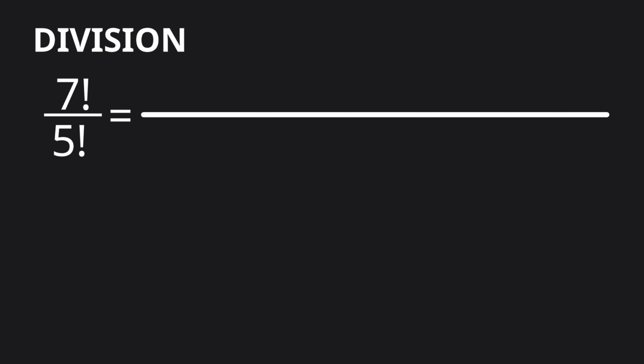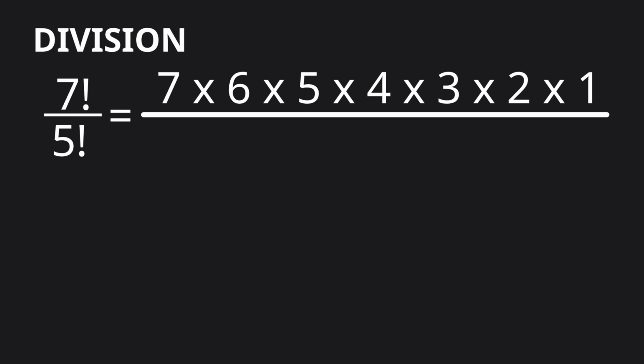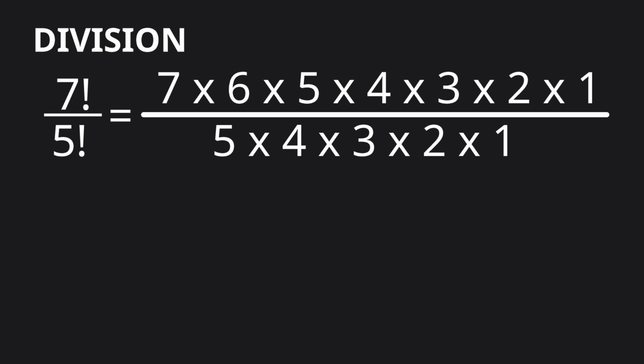Lastly, let's try doing some division. 7 factorial divided by 5 factorial. First, the top. 7 factorial is equal to 7 times 6 times 5 times 4 times 3 times 2 times 1. Now the bottom. 5 factorial is equal to 5 times 4 times 3 times 2 times 1. But before we go through the struggle of calculating 7 times 6 times 5 times 4 times 3 times 2 times 1 divided by 5 times 4 times 3 times 2 times 1, let's look at this problem more closely.